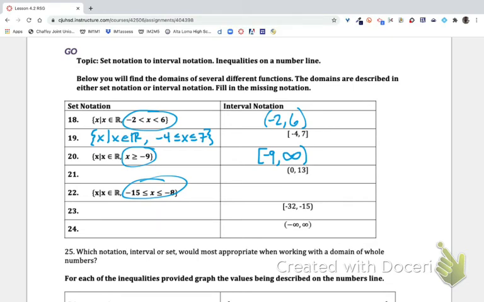And I'll do number 23 as the last one in this portion of the go. We've got all the numbers of x such that x is a real number. And we notice here that we've got negative 32 and it is a closed bracket, and we've got a negative 15 and it's an open parentheses. And you see the difference there. Closed bracket, less than or equal to. Open parentheses, less than.